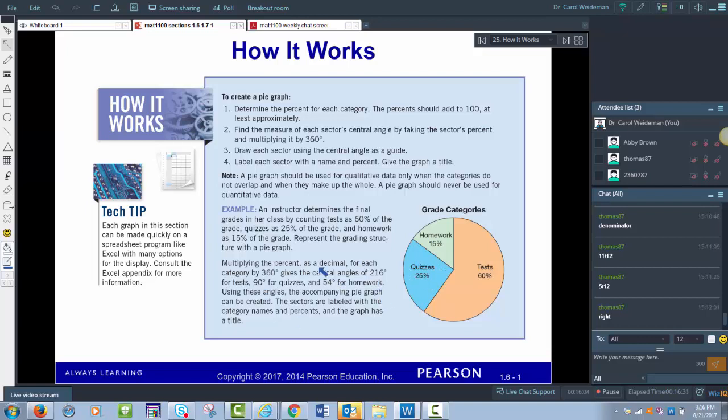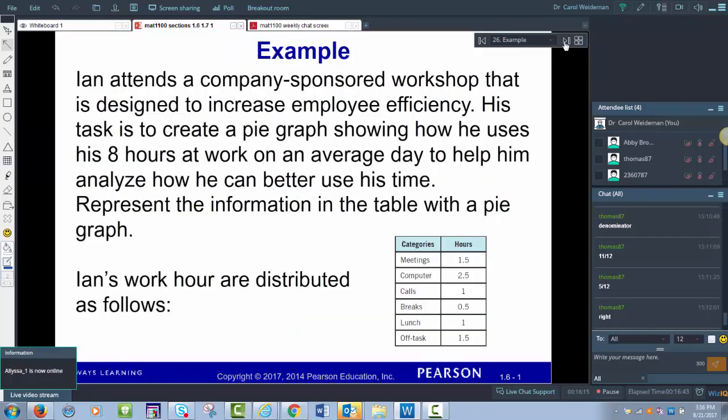And again, I wouldn't worry about figuring out how many degrees would be in each angle, because generally nowadays people use technology. There's a tech tip over here. What I'd like you to think about is what the graphs tell you. So let's take an example here.